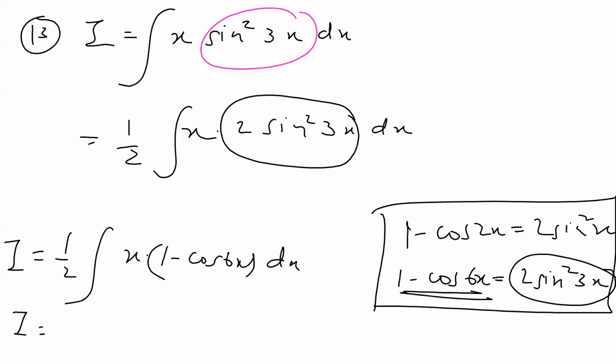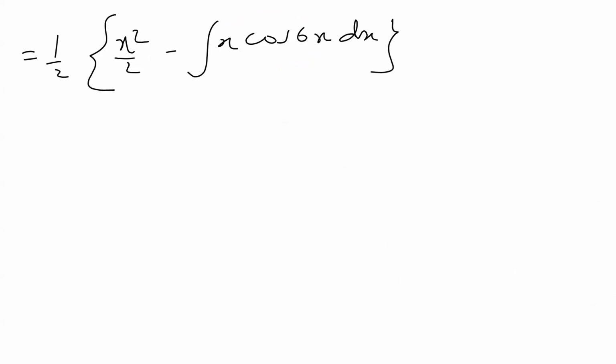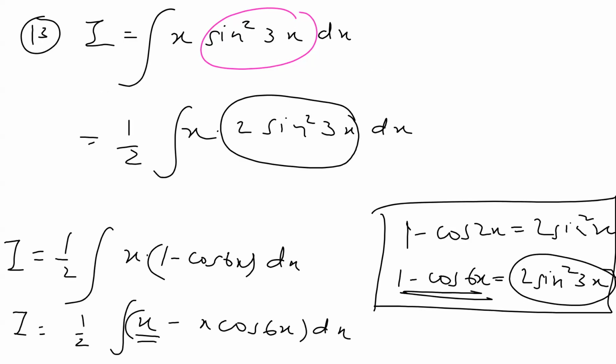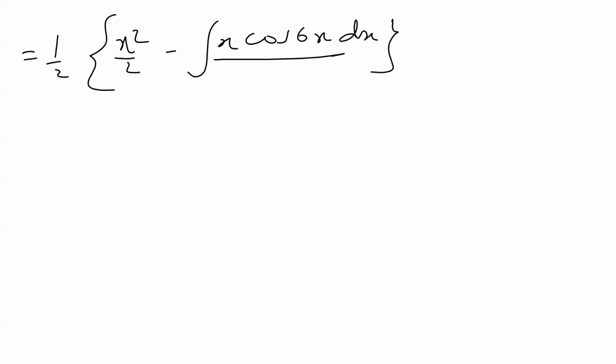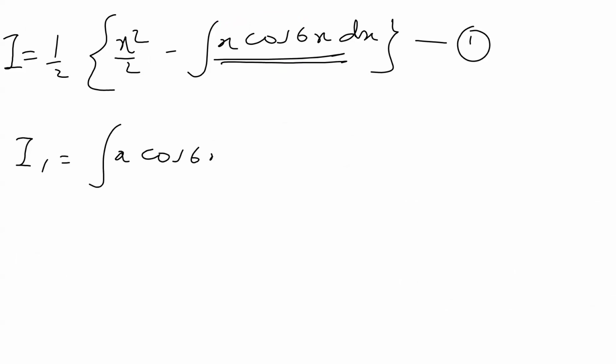Okay. So half integration of x minus x cos 6x dx. Integration of x is x square by 2 minus integration of x cos 6x dx. So guys, what I've done is I've just integrated the first part. Second part, I'm just keeping it as it is. Okay. This is I. Second part, I'll keep it as it is. I'll mark this as equation number 1. Now I'll solve the second part separately. x cos 6x.